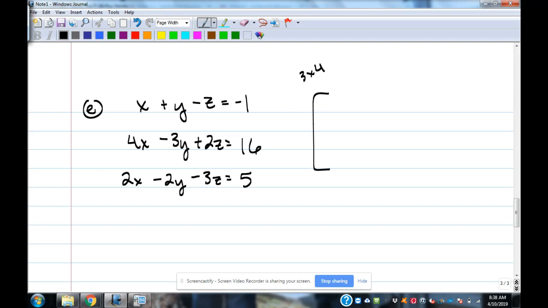4 columns: X, Y, Z, and the constants. Okay. 1, 1, -1, -1, 4, -3, 2, 16, 2, -2, -3, 5. So that's what the matrix should look like that we're putting in.